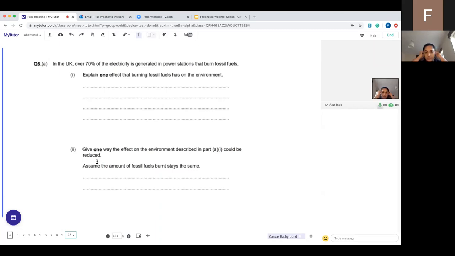What effect does burning fossil fuels have on the environment? Okay, so there's really only one answer for this, and it is that they produce carbon dioxide, which contributes to global warming. So carbon dioxide is obviously bad for global warming.